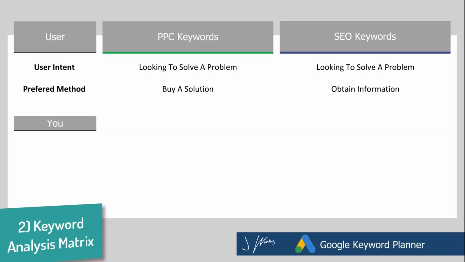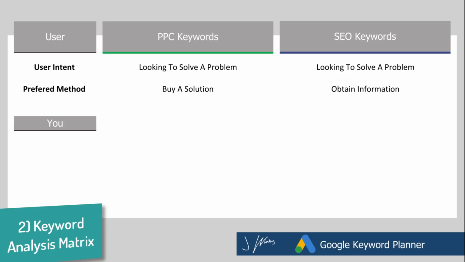Simply, that's why they're going to Google. Their life isn't complete until they get this problem solved. Their preferred method, well, this is where PPC and SEO differ, right? With pay-per-click, you're looking for someone who's going to buy. You want someone who's looking to buy a product or service to solve their problem or fulfill their desire immediately.